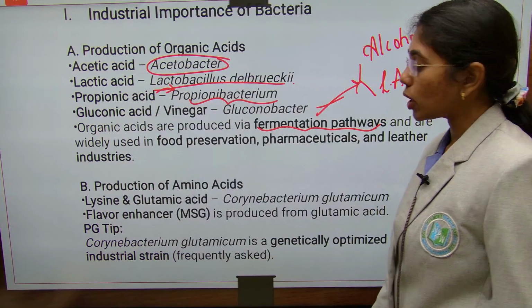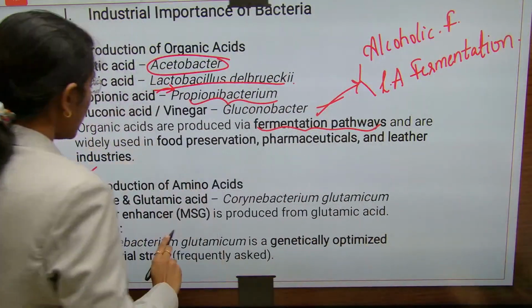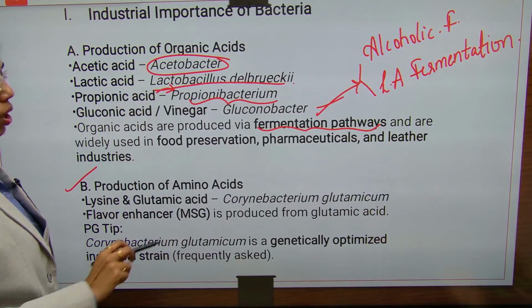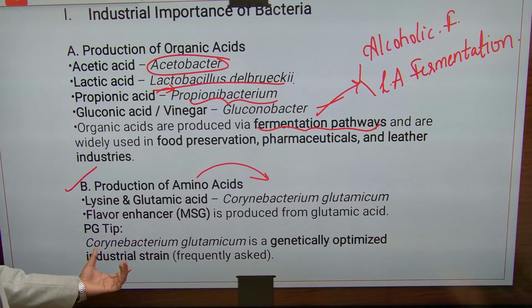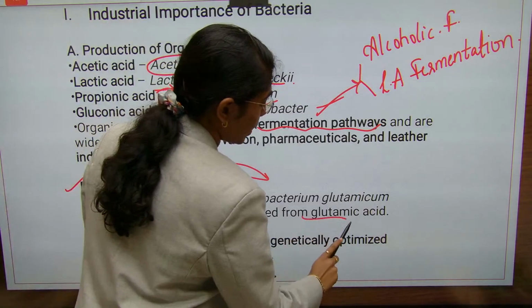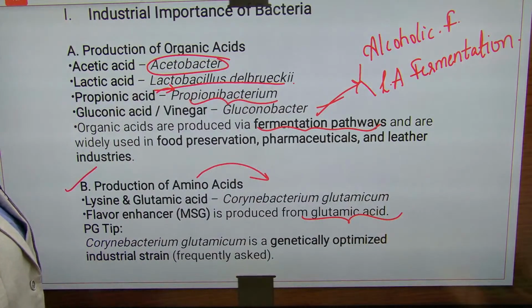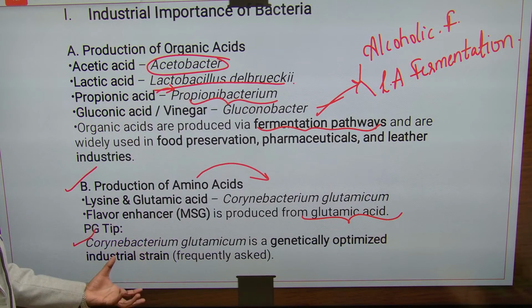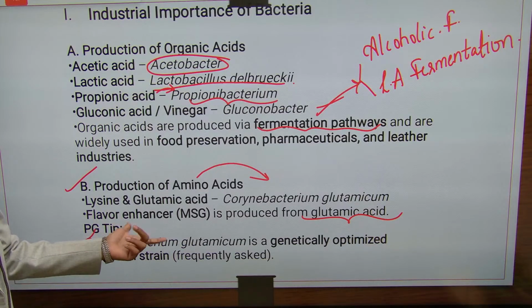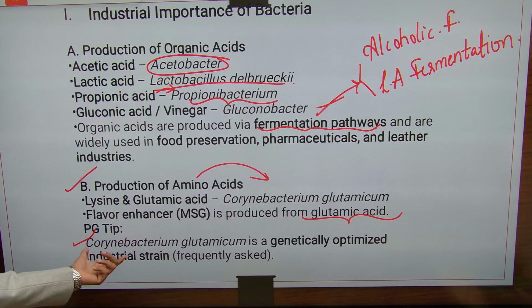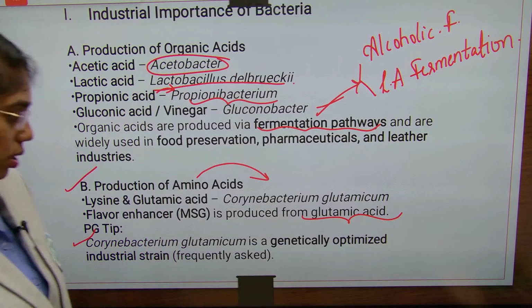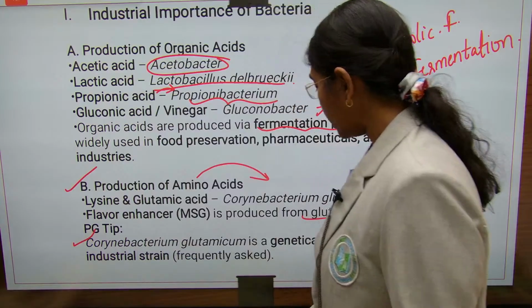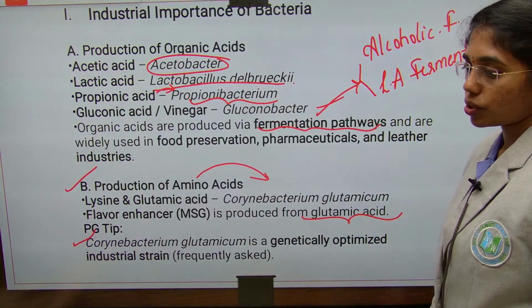Next, production of amino acids. Here lysine and glutamic acid are produced by Corynebacterium glutamicum, and the flavor enhancer is produced from glutamic acid. Remember one important tip: Corynebacterium glutamicum is a genetically optimized industrial strain, which is a frequently asked question. What is the genetically optimized industrial strain?